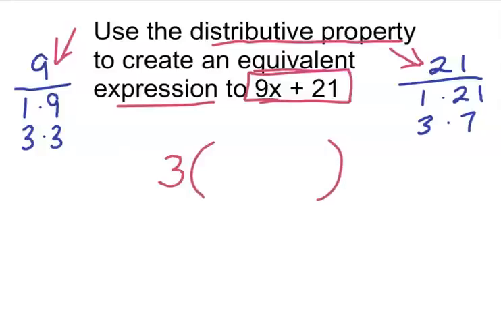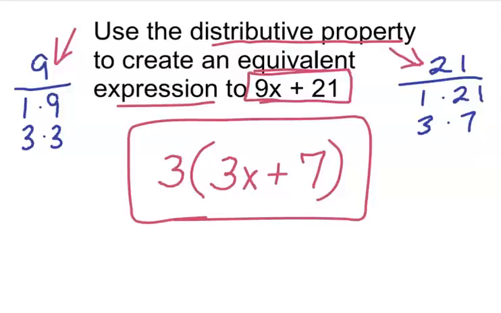How many times does 3 go into 9? Or 9 divided by 3 is what? That's 3. So we have 3x plus 21 divided by 3 is 7. So we have 3x plus 7. So here's our equivalent expression: 3 times (3x plus 7). All right, that's all there is to that one.